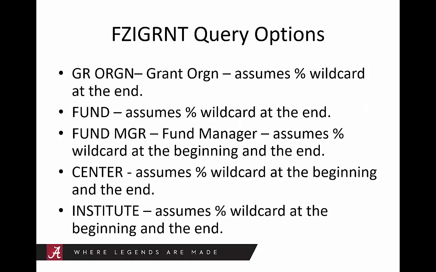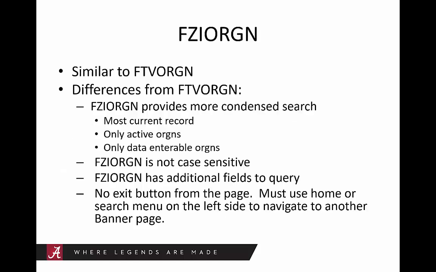There's also grant org, which assumes percent wildcard at the end. Fund assumes percent wildcard at the end. Fund manager assumes percent wildcard at the beginning and the end. Center assumes percent wildcard at the beginning and the end. And institute assumes percent wildcard at the beginning and the end.